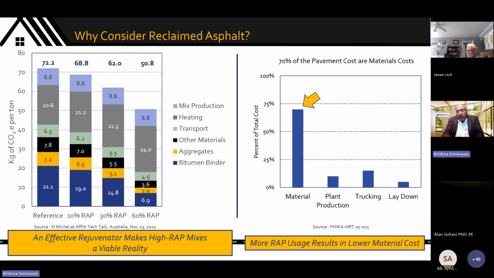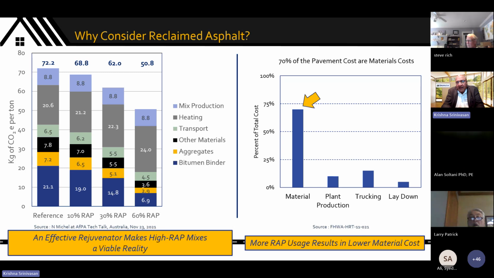So let's begin with, why do you even want to consider reclaimed asphalt pavement, or RAP? And the answer lies in two parts. One part is a sustainability argument, and the other part is a cost argument. So let's start with the sustainability argument.